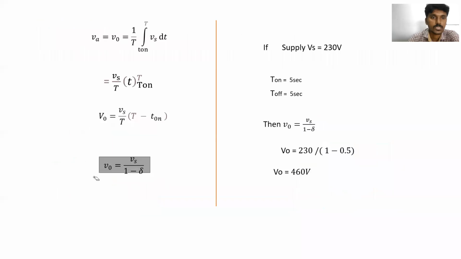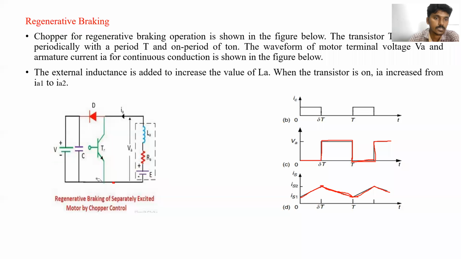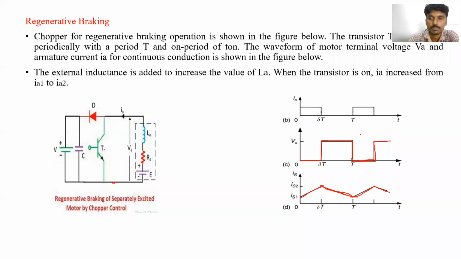So what will be the output voltage of this step up chopper? This circuit can also be called a step up chopper with a DC motor. What is the average output voltage of this circuit? VA = V0 = 1/T integral from 0 to T on, where T on is the on time.